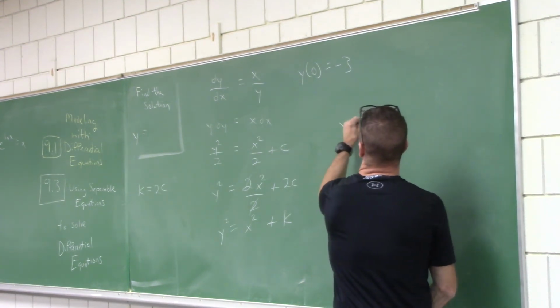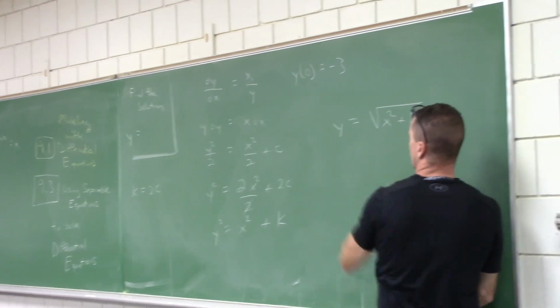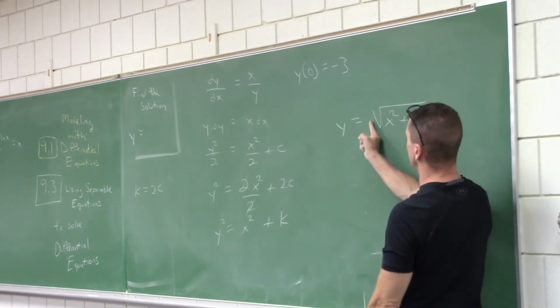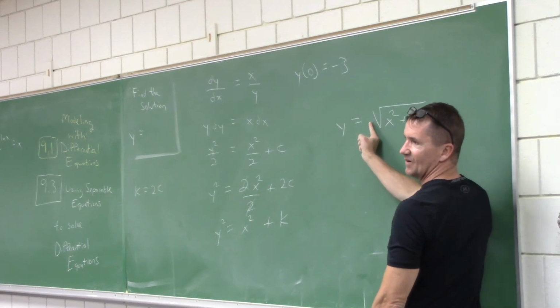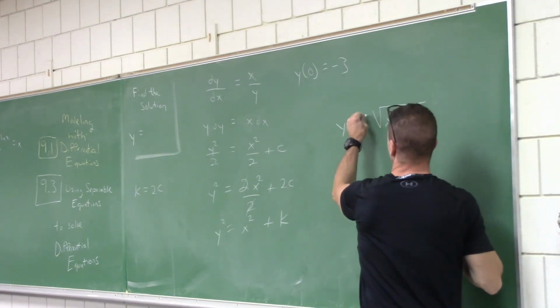y equals the square root of x squared plus k. You nailed it. So why do I get a lot of questions on this? Something's missing here. What did you do to both sides? You took the square root. What do I have to put there? Plus or minus. There you go.